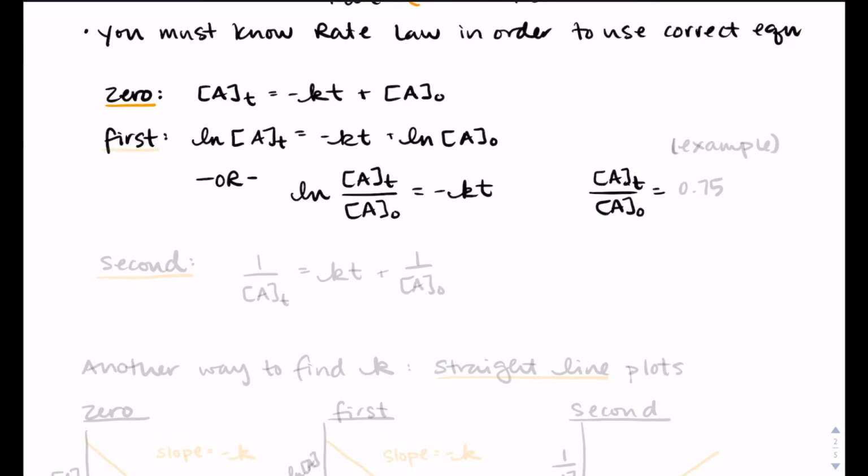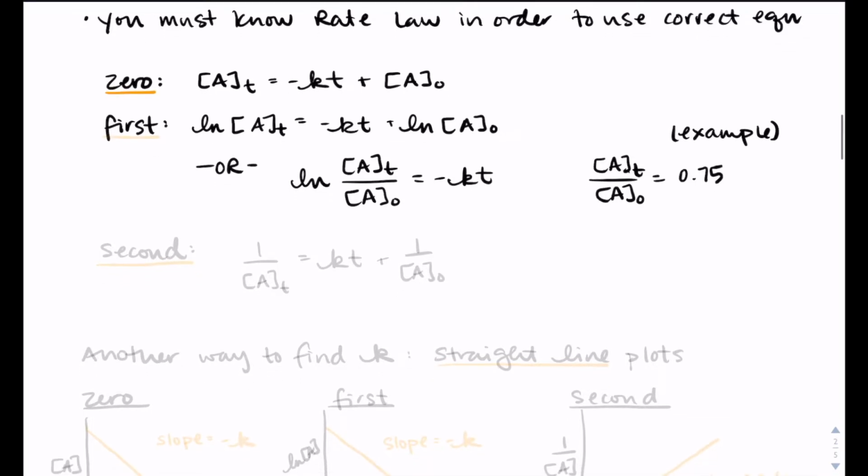75% of A is left over, or if the reaction runs until 25% of the A has been used up. So the A at time t is the remaining 0.75 relative to the 1, or 75% relative to the 100% that you started with. For second order, it has this 1 over concentration dependence.